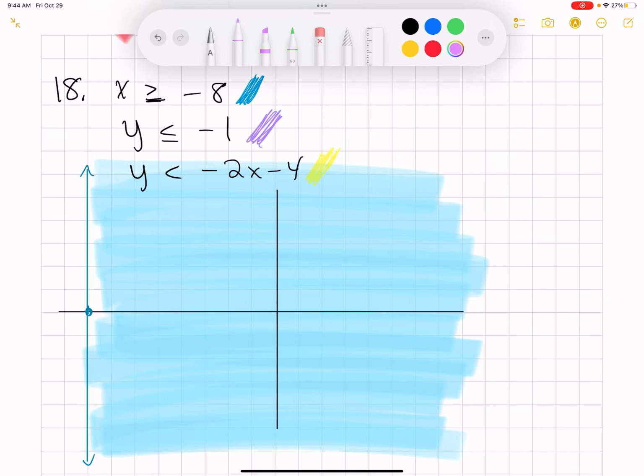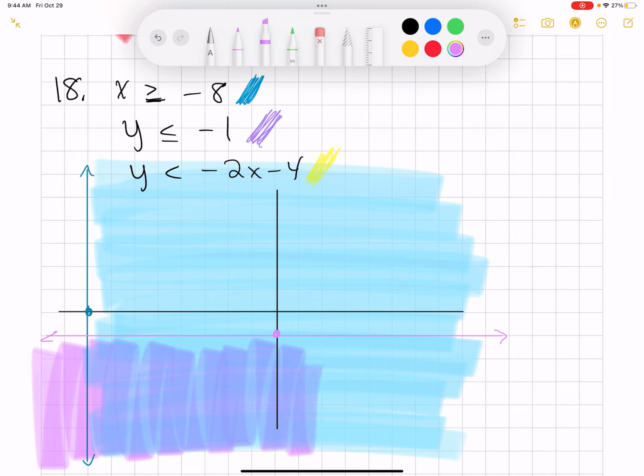All right, so y less than or equal to negative 1. What's the shading? Down. So would the solution be the one that's with all three of them? Yep. So this yellow line may not show up, but we're gonna try.